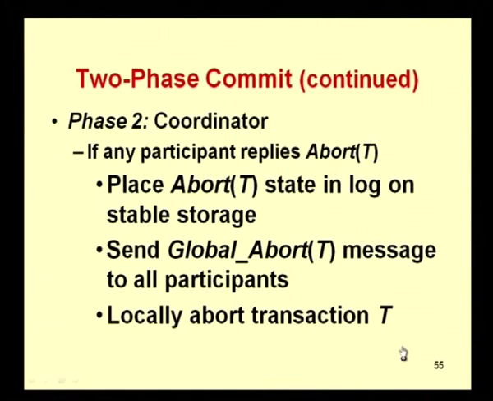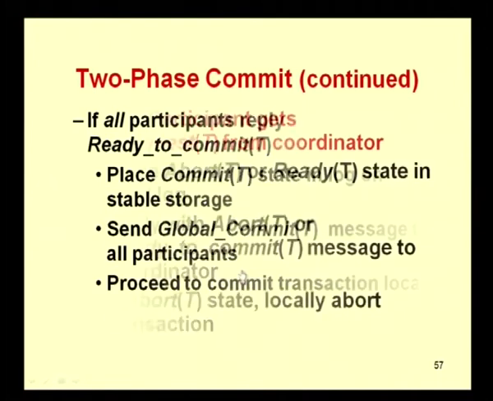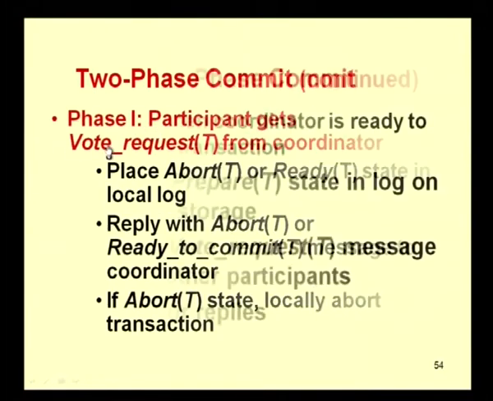So, now what happens is, if one participant says abort, then the coordinator will place the abort of the transaction in the stable storage, and then it has to inform all the other participants that this transaction has been aborted, and then locally within its own system it has to abort. Even if one participant says abort. If all the participants say ready to commit, then you will place the commit T state in the log on stable storage, then you send a global commit to all participants, and you will proceed to commit the transaction locally. Remember we had phase 1 and phase 2; we were talking about the coordinator here and the 2 phases of the coordinator, what the coordinator will do.